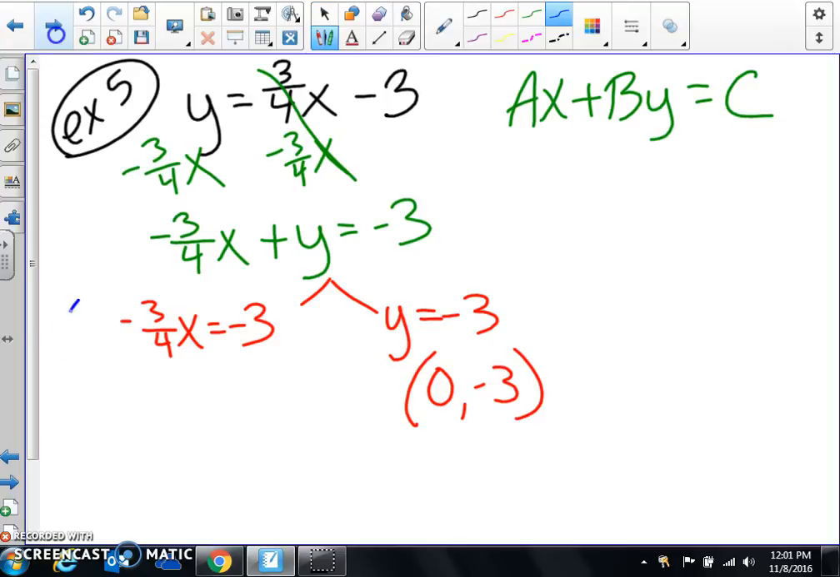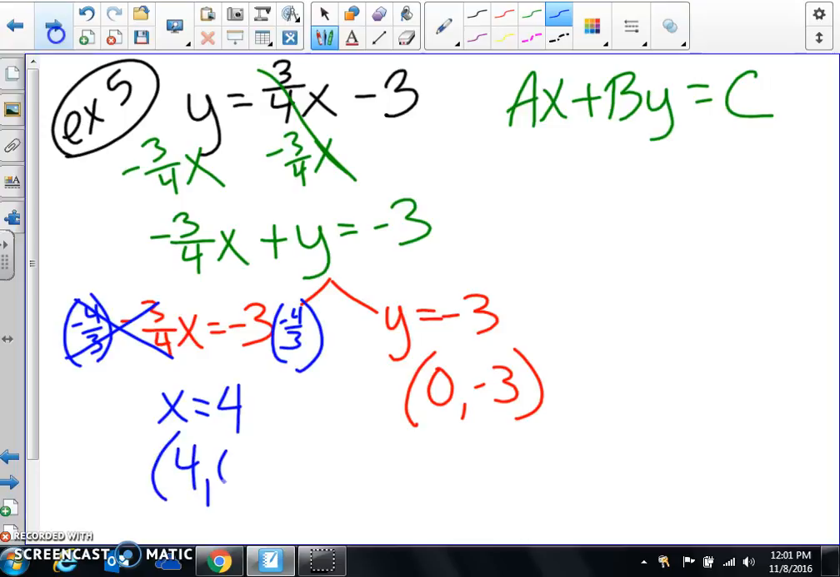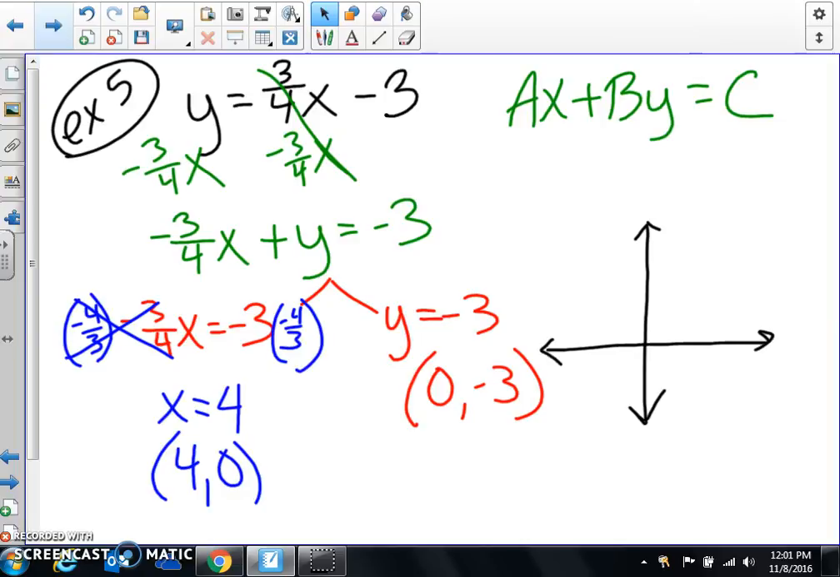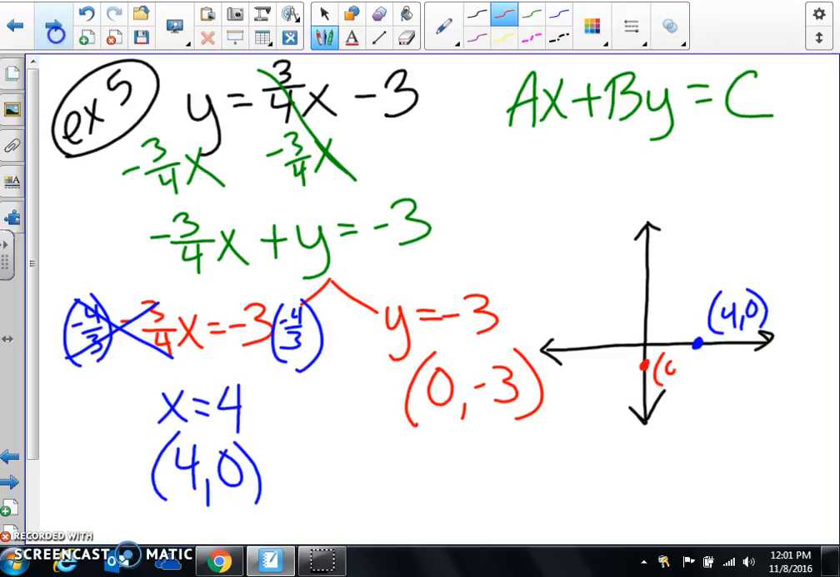And then over here, I need to multiply both sides by negative 4/3. Those would cancel, giving me x equals, a negative and a negative is a positive, 3 times 4 is 12, 12 divided by 3 is 4. So my x-intercept, I feel like we've had a lot of x-intercepts of 4. That's just coincidence, I promise you. If we were to go ahead and graph it, my x-intercept is at a positive 4, and my y-intercept is at a negative 3.